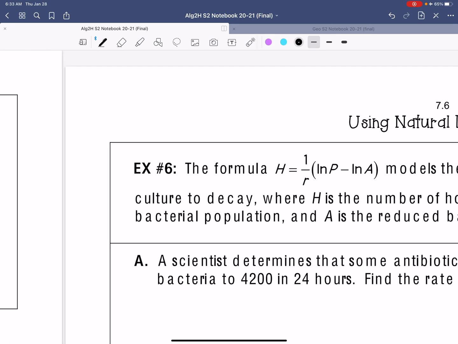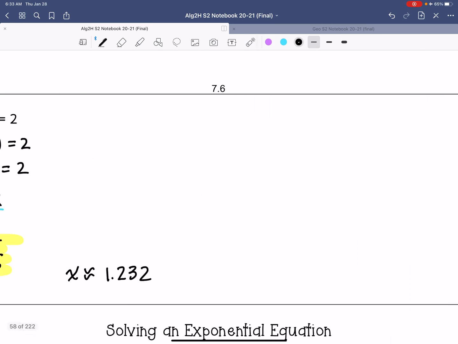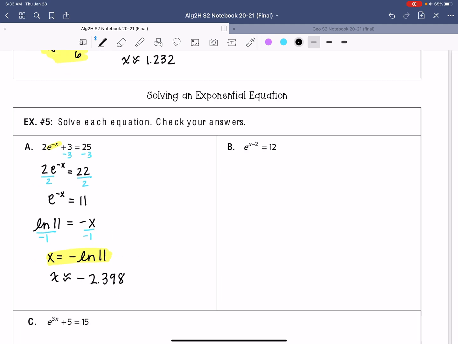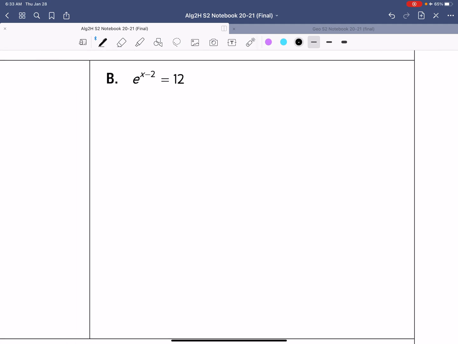Perfect. Okay, looking at B. So again, step 1, isolate. This guy's already isolated. So since I'm already isolated, to get it out of an exponent, we change it to a logarithm. This is a natural logarithm because it's base e. So we have natural log of my answer equals my exponent.